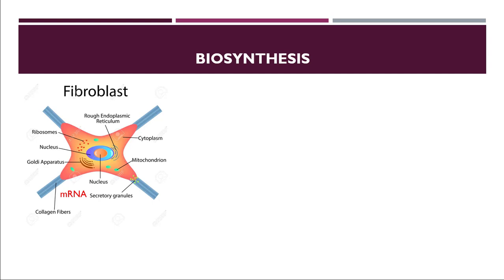The cell that usually plays a role in synthesizing collagen is called the fibroblast. Now I'm not going to talk about how the nucleic acid is transcribed into messenger RNA and how messenger RNA is translated into proteins. I'm just going to discuss the post-translational modifications that occur after the protein is formed. So we are not going into the nucleic acid part, we are just going to focus on the protein part. So let's start.